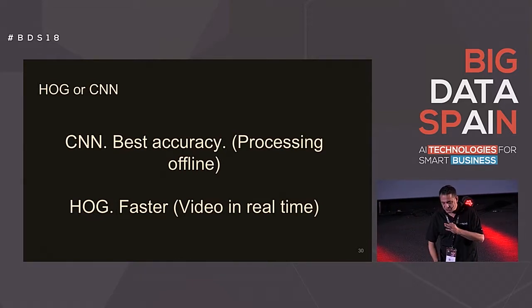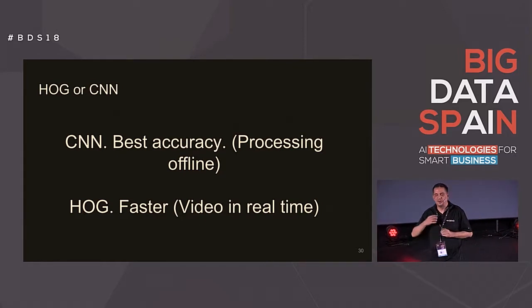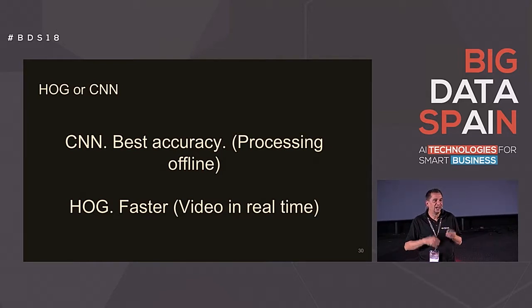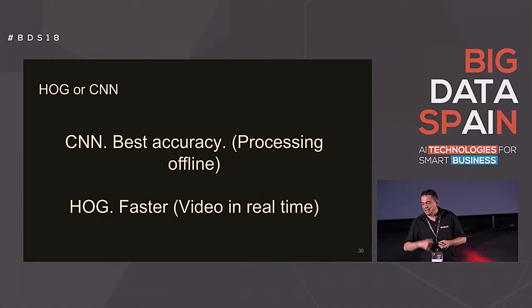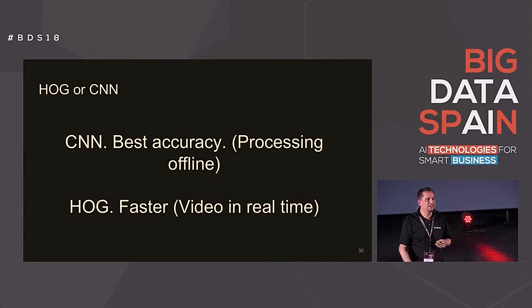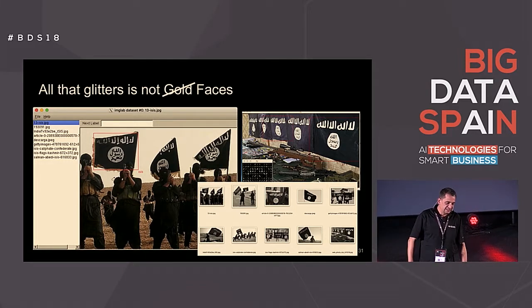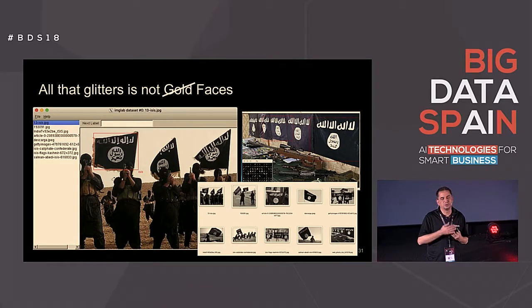Okay, when you choose to identify where the face is, HOG or CNN? Well, HOG is faster and can be used in video in real time. And CNN has the best accuracy and can be used in processing offline videos and these kinds of tasks. Okay, with these techniques we not only recognize faces, it can be used to recognize objects like flags in this example.